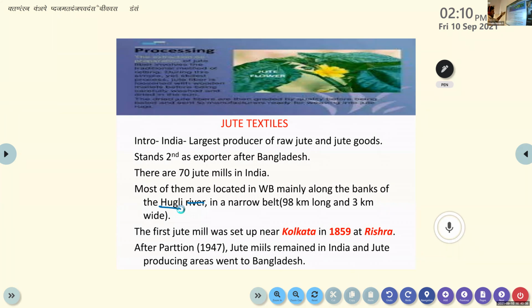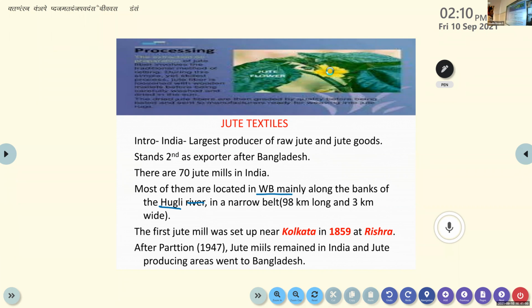Okay, so we are going to discuss that answer here. Sir, can you repeat it one more time? Write the reasons for the concentration of jute mills in the state of West Bengal.